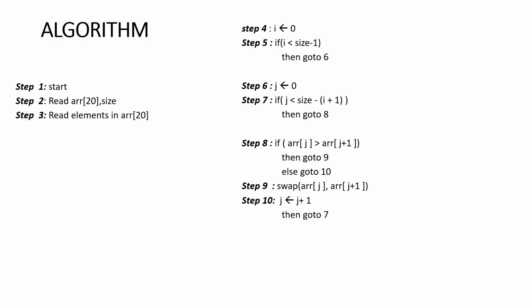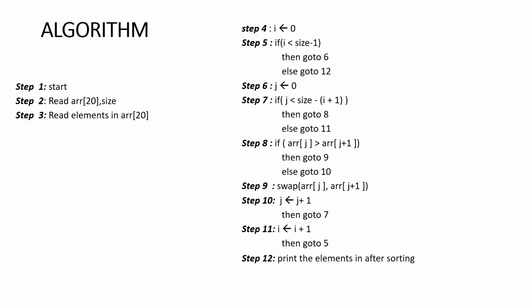If it fails, I move to step 11, which is the incrementation of i by 1, and move back to step 5, where it again checks whether i is less than size minus 1 or not. It keeps checking until the condition fails. Once it fails, it moves to step 12, where it prints the elements after sorting. And then I move to step 13, which is stop.